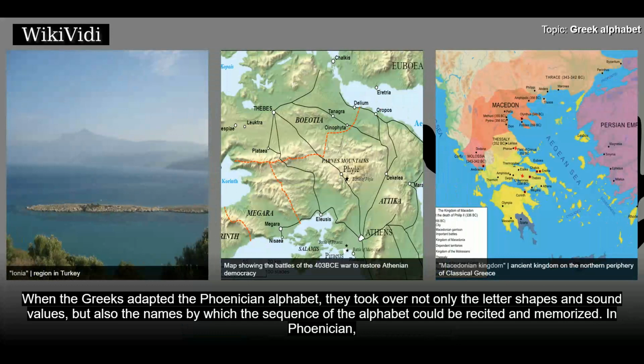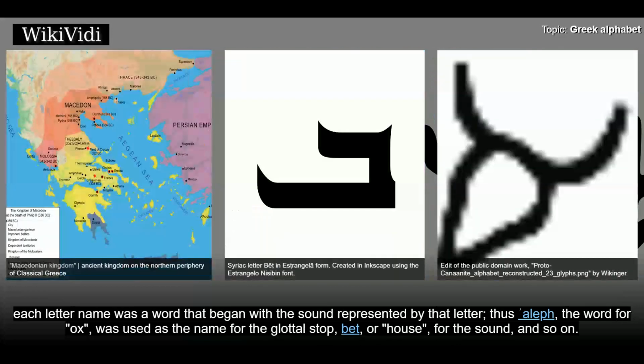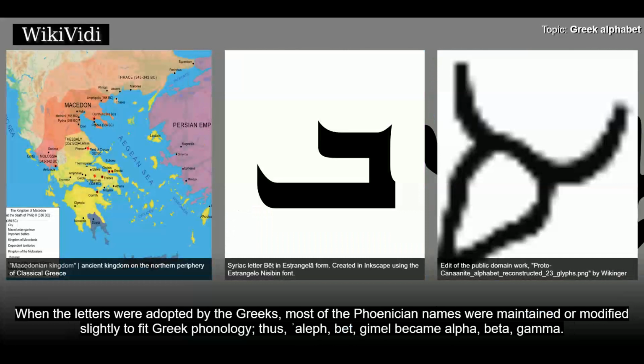In Phoenician, each letter name was a word that began with the sound represented by that letter. Thus Aleph, the word for ox, was used as the name for the glottal stop, bet, or house, for the b sound, and so on. When the letters were adopted by the Greeks, most of the Phoenician names were maintained or modified slightly to fit Greek phonology. Thus, Aleph, bet, Gimel became Alpha, Beta, Gamma.